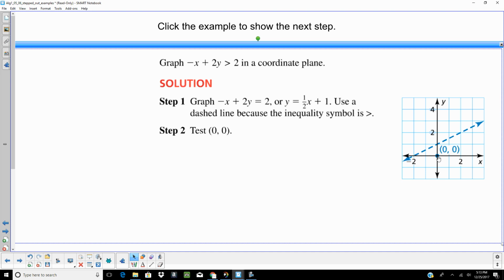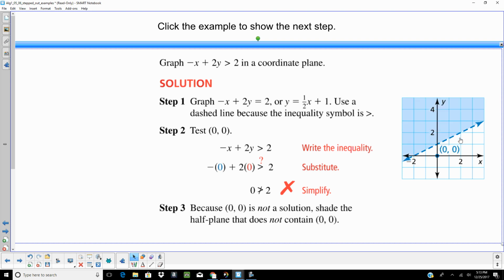My test point is 0, 0. So if I put 0, 0 in there, I get 0 is greater than 2. Well, that's not true. That's why we have a line through it. So I want to shade the side that does not include 0, 0, which would be above the line.